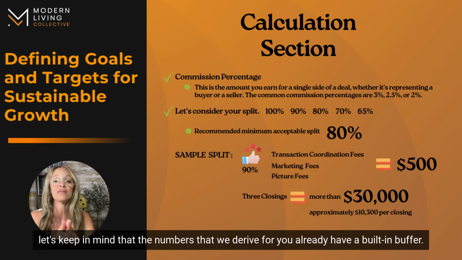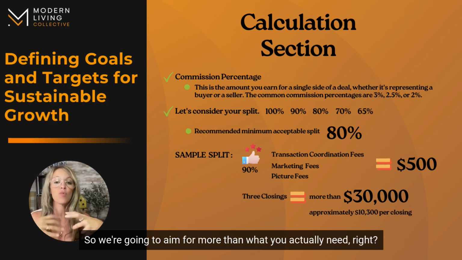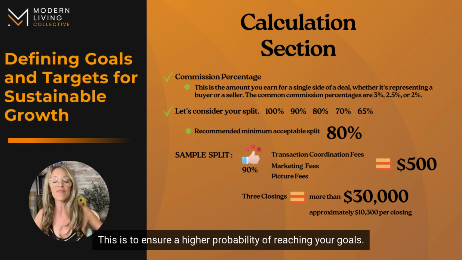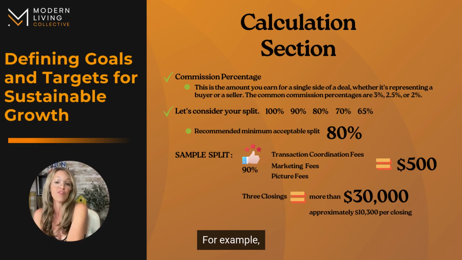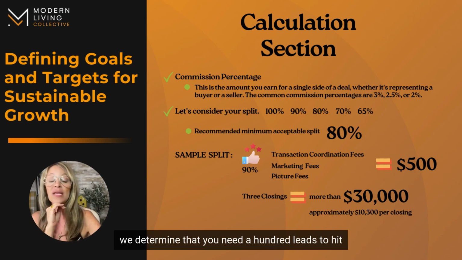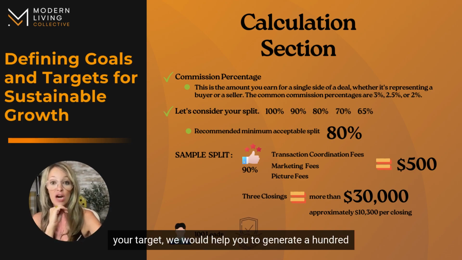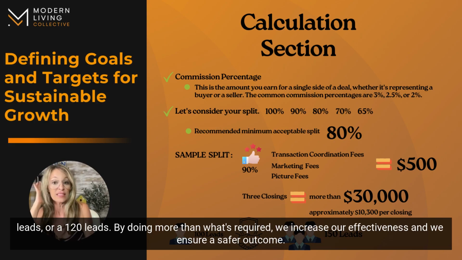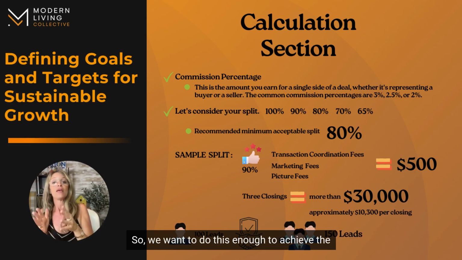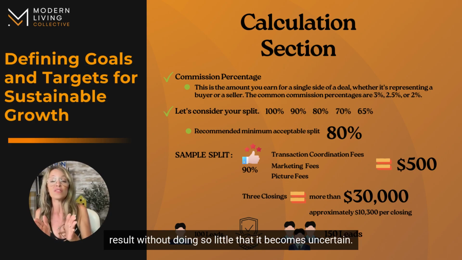Now let's keep in mind that the numbers that we derive for you already have a built-in buffer. So we're going to aim for more than what you actually need, right? This is to ensure a higher probability of reaching your goal. So if, for example, we determine that you need 100 leads to hit your target, we would help you generate 100 leads or 120 leads. By doing more than is required, we increase our effectiveness and we ensure a safer outcome. So we want to do this enough to achieve the result without doing so little that it becomes uncertain.